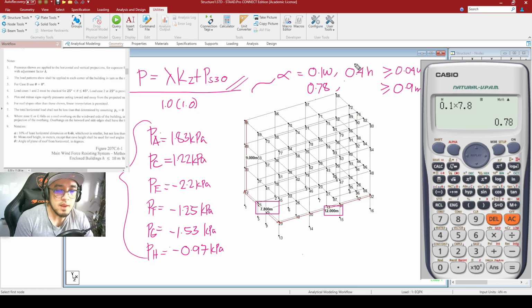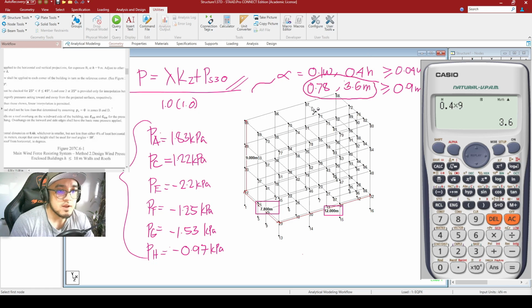And 0.4 times h, so 0.4 or 40% of h, and our h here is 9 meters. So 0.4 times 9 is equal to 3.6 meters. So these values right here should be greater than 0.04 W or 0.9 meters. For your 0.04 W, so 0.04 times W or 7.8, this one right here is 0.312.